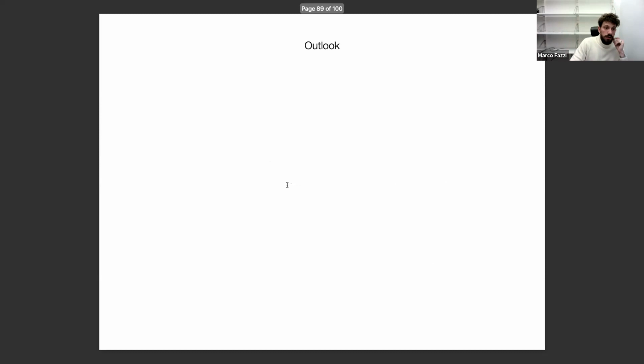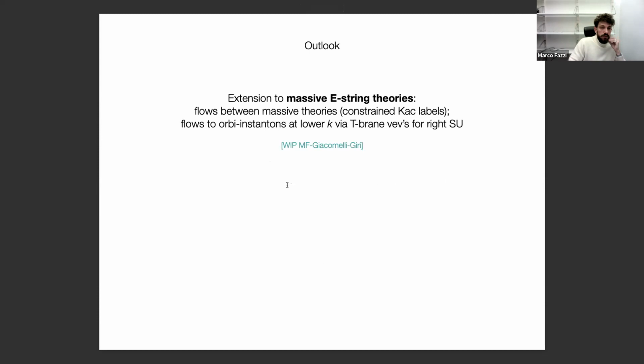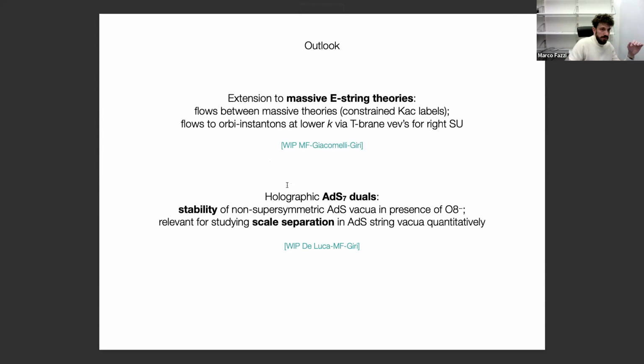We're extending this work, as I said, very briefly toward the end, to massive string theories with Simone and Sugendu. Another thing that I haven't mentioned here, and this is a completely different direction that we're exploring with Sugendu and Bruno De Luca, is that of studying the stability of the holographic duals, the non-SUSY version of those vacua in presence of the O8, extending analysis by Fabio, Alessandro Brun, I think Alessandro Agnacchi also, and Gabriele. And this could also be relevant for studying the issue of scale separation in AdS string vacua with orientifolds.